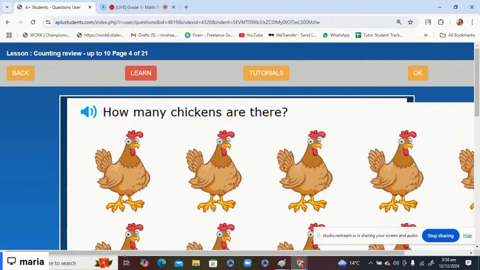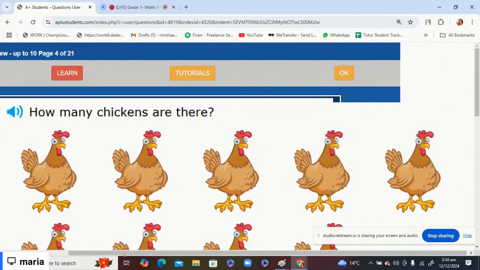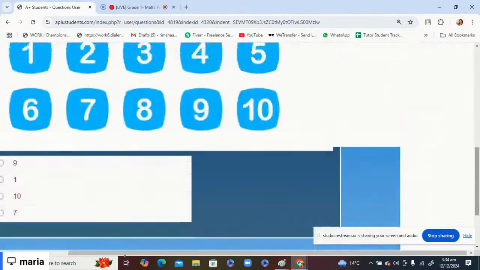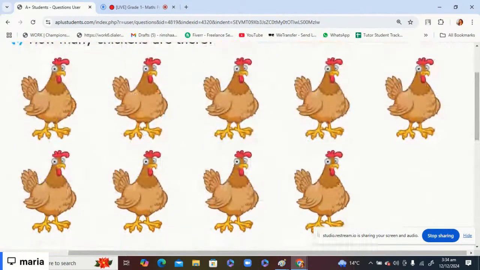How many chickens are there? Okay. These are the chickens and the options are 9, 1, 10, or 7. So count it and then tell me.